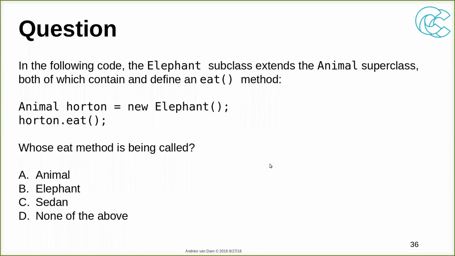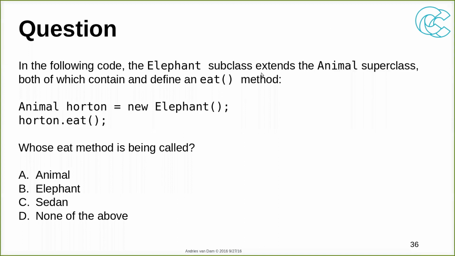Okay, so now another question. You have two classes here, animal and elephant. Elephant inherits from animal. Animal is the parent class, elephant is a subclass. There is a method called eat in both classes. So you have eat of the animal, and now elephant has overridden this eat and provides its own implementation. So now if you call horton.eat, whose eat is being called? What do you think is the case? Elephant.